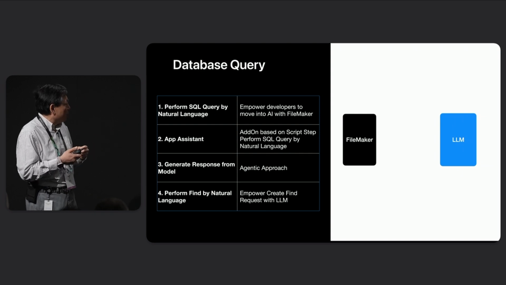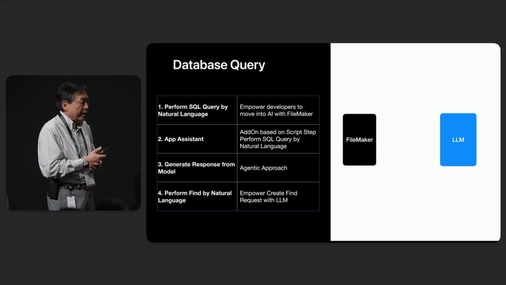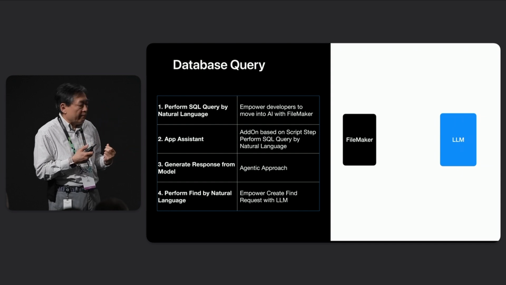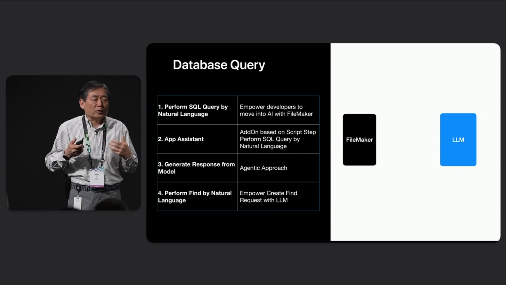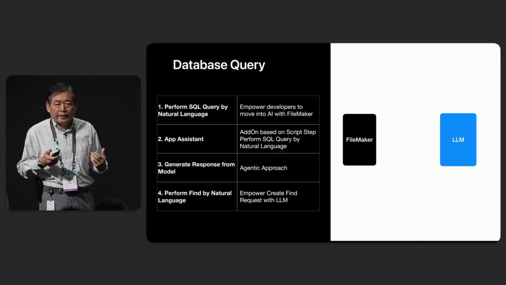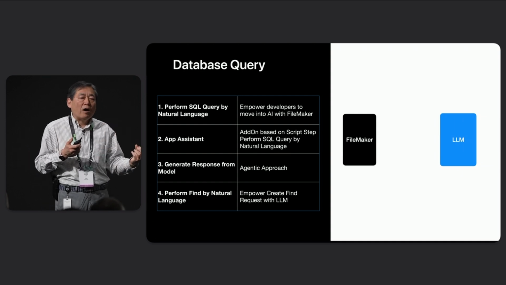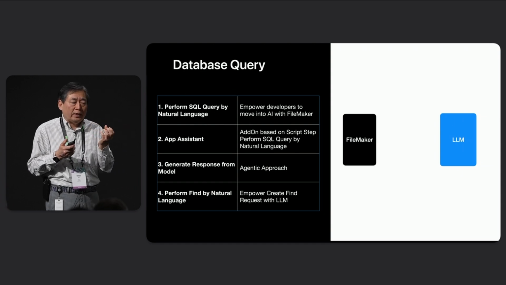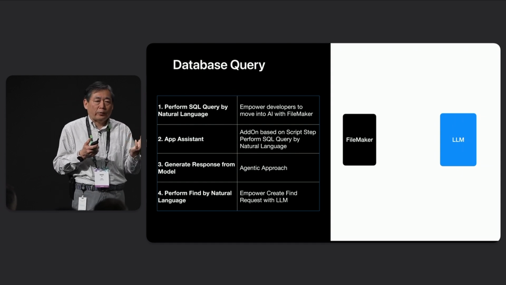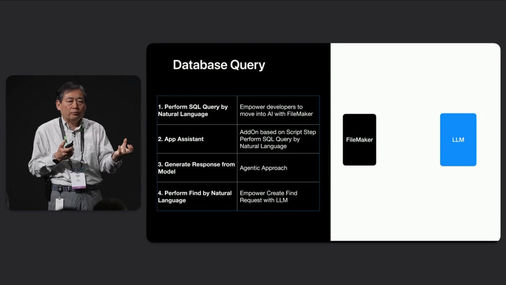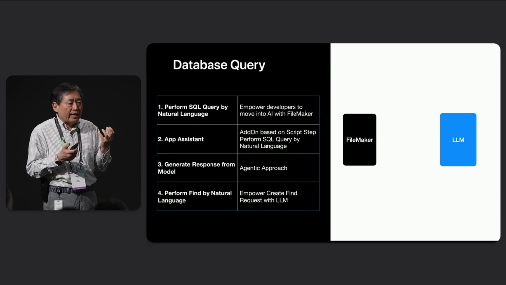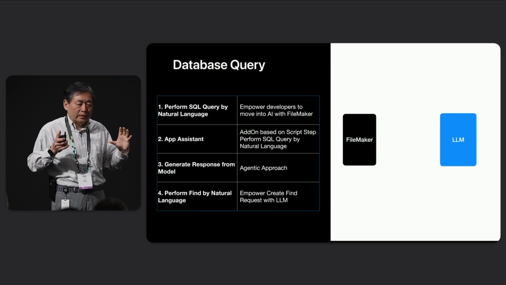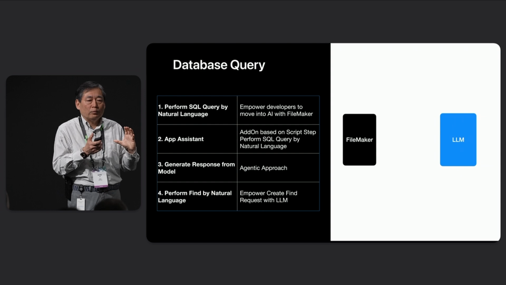The next one is Perform Find by Natural Language. This is basically an LLM version of a create find request. I believe most of you are very familiar with the create find request, so this one basically just empowers it with an LLM. The difference is that this one is FileMaker layout centric, so it sticks to the layout. And there is a good thing about that: you can control that all data access sticks to this layout.